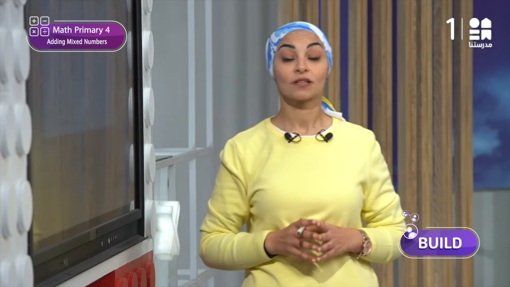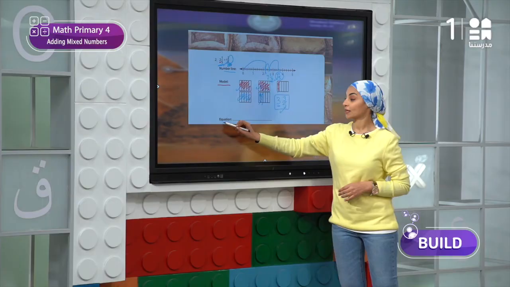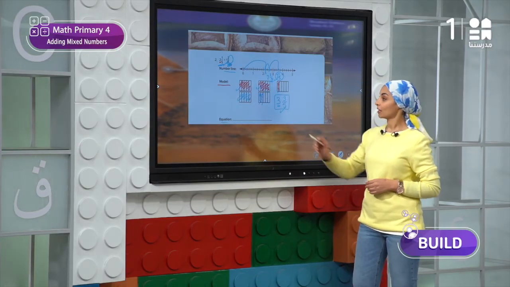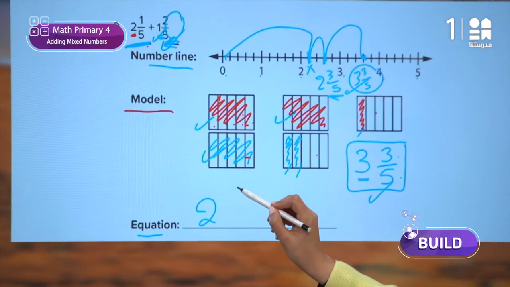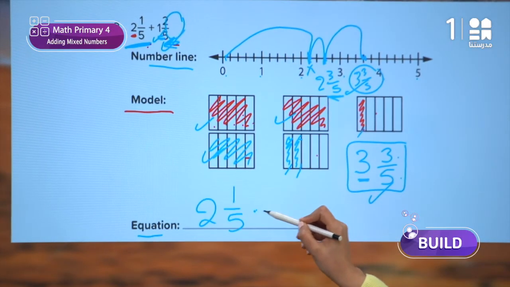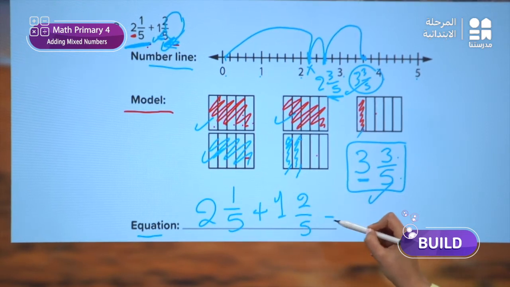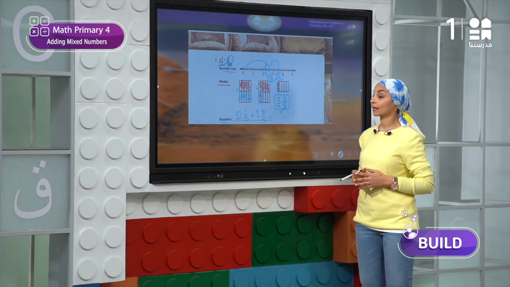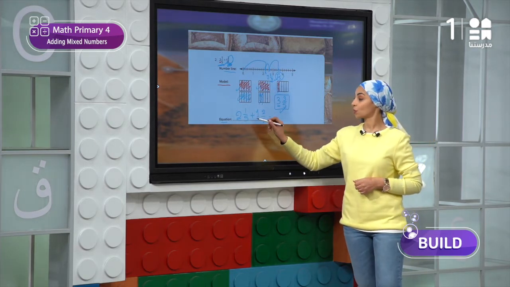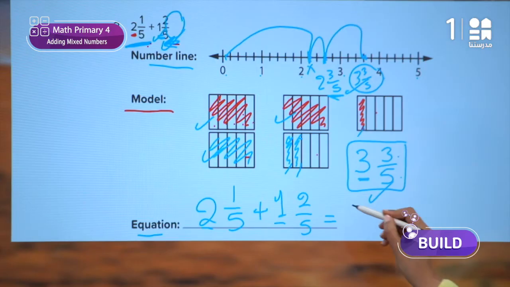Finally, let's use the last strategy, which is writing an equation. Okay, so I will write the first mixed number, 2 and 1 over 5, plus 1 and 2 over 5, to make the equation. This time I will add the 2 whole numbers first and then I will add the fractions. So let's do the whole numbers. 2 plus 1 equals what? 2 plus 1 equals 3.